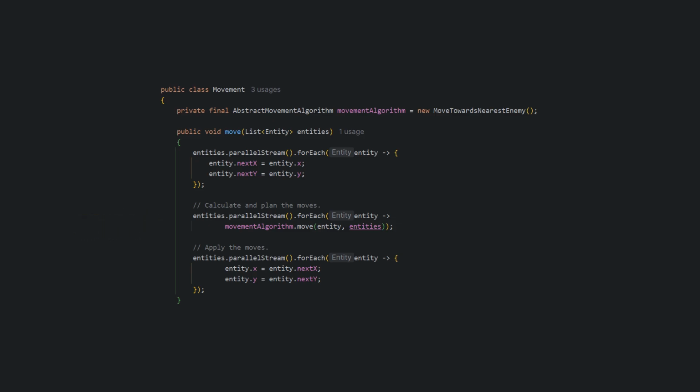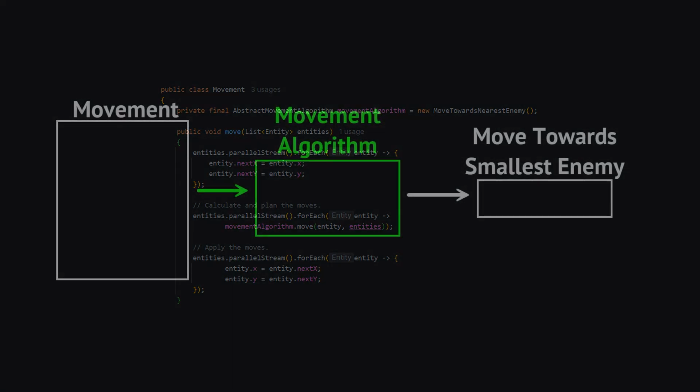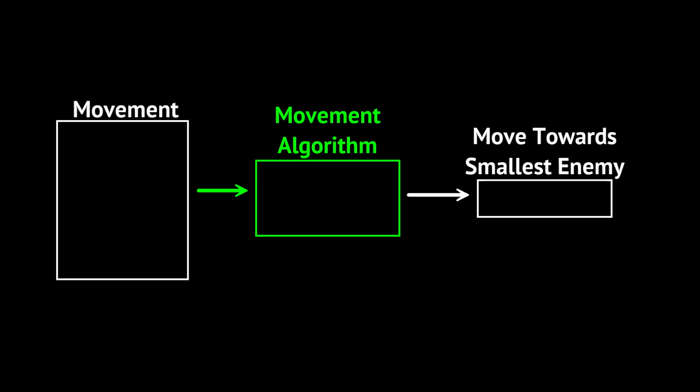Now that we've saved the initial positions, we need to calculate the actual movements themselves. The calculated move is then saved to the next x and next y values. And lastly, we need to apply the calculated moves. So just to quickly recap, we need to save the original position, calculate the moves, and then make the actual moves.